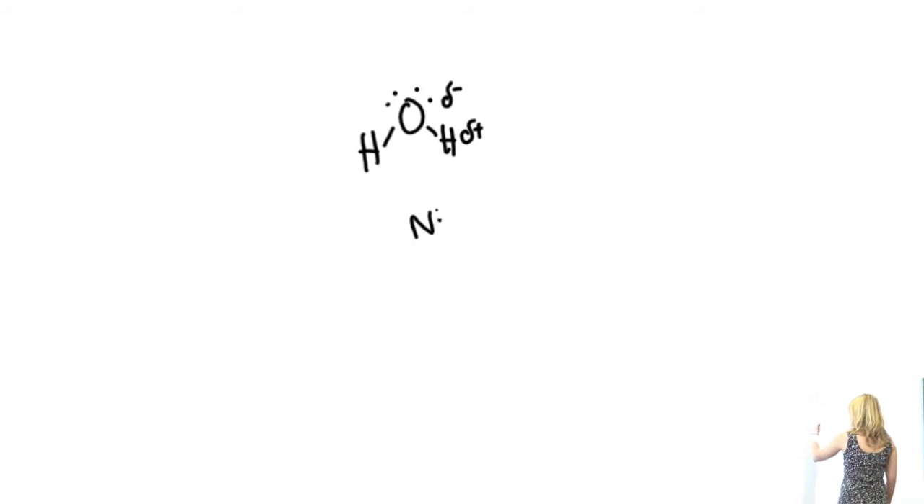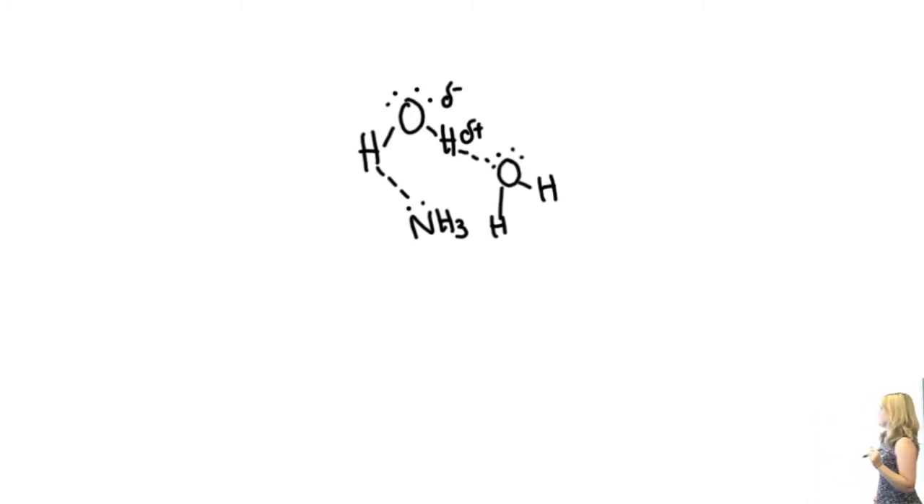So NH3 with its electron pair, this electron pair will make a hydrogen bond with that, as well as if we had another water molecule, one of the electron pairs would make a hydrogen bond with another hydrogen. If there was a neutral or nonpolar molecule, we would have different results. So we'll go talk about that next.